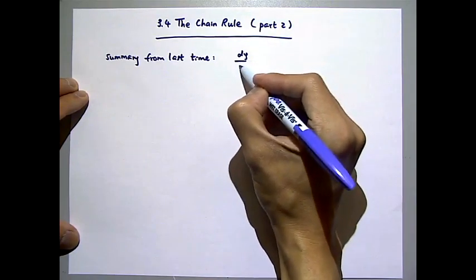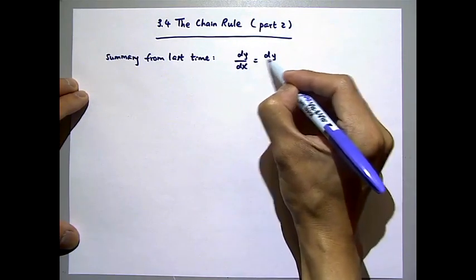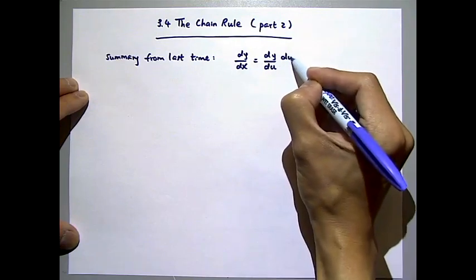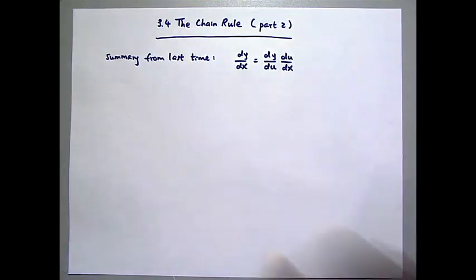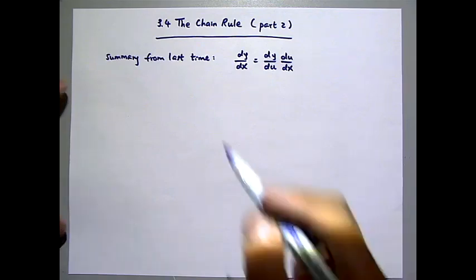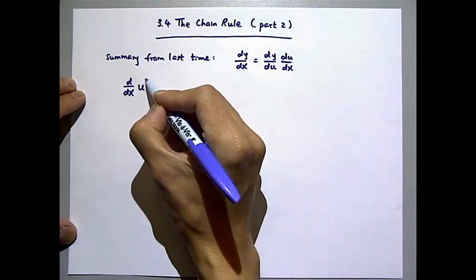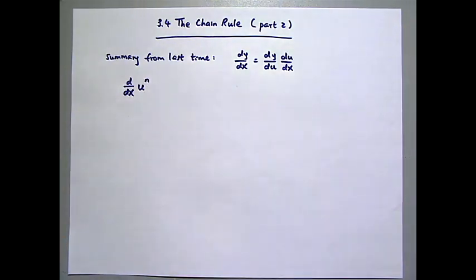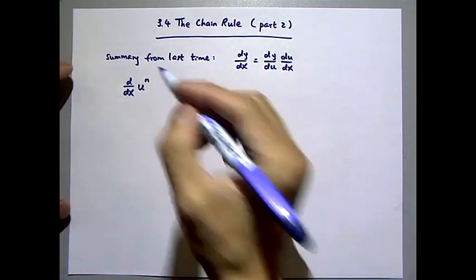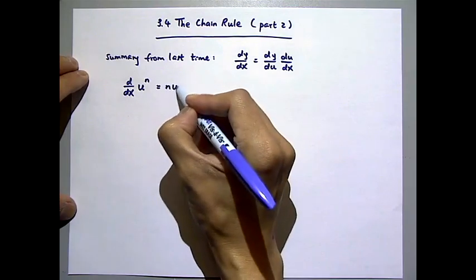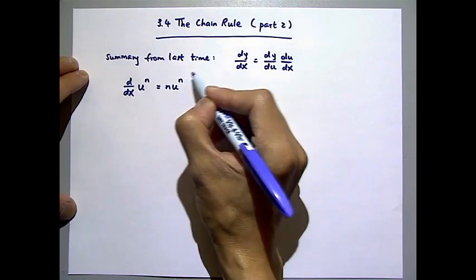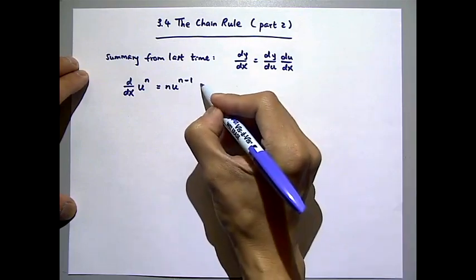Okay, so we saw that dy/dx was dy/du times du/dx, where u was the inner function, the first thing that happens to the composite function, and y was the outer function, the last thing that happened to the composite function. More importantly, we learned that if you take the derivative of u to the n, where u could be anything complicated, a function of x, this was n times u to the power n minus 1 times du/dx.